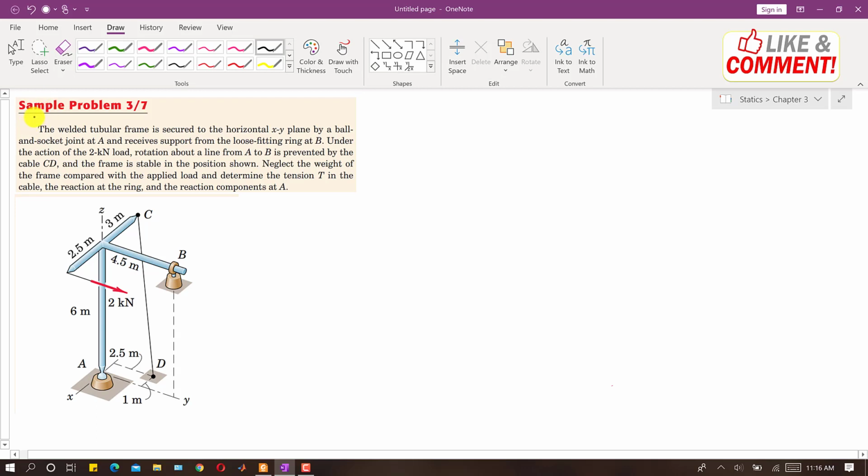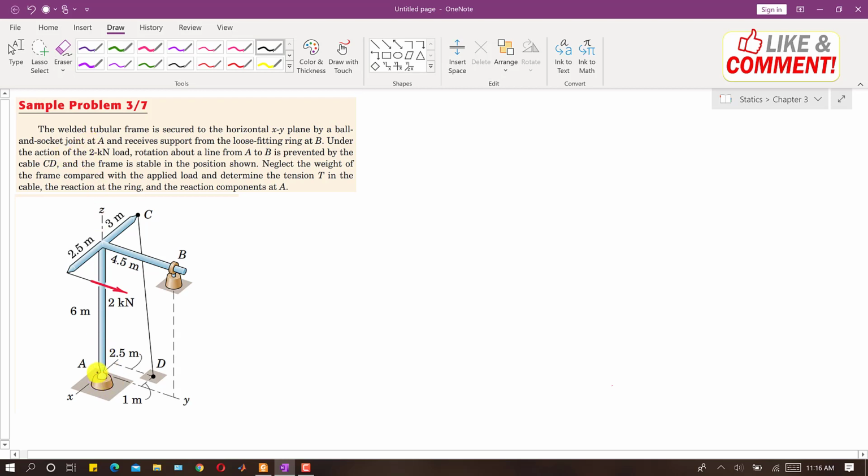In this video I am going to explain this sample problem, related to the equilibrium in 3D topic. This is the third sample problem. It is said that the welded tubular frame is secured to the horizontal XY plane. This is the XY plane, and it is secured by a ball and socket joint at A.